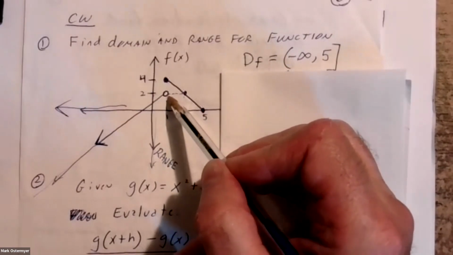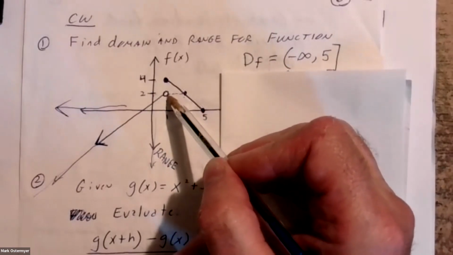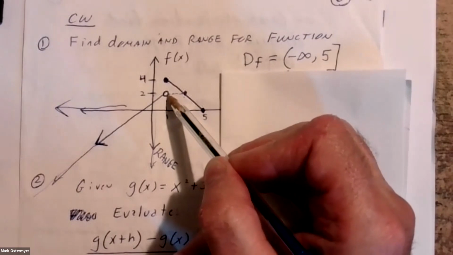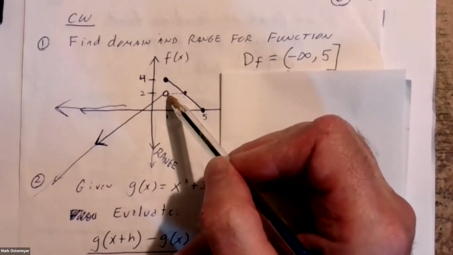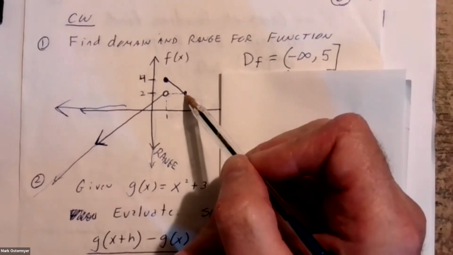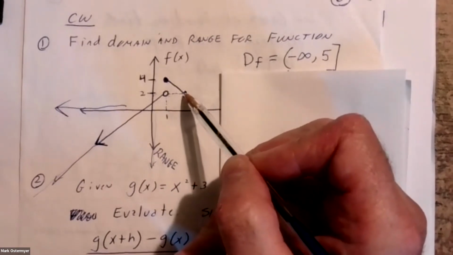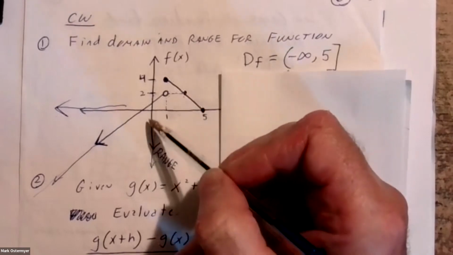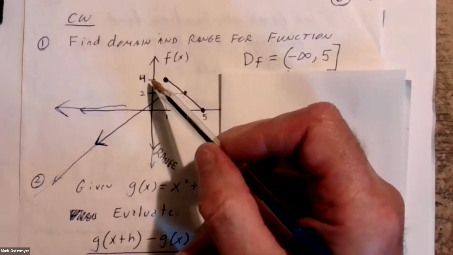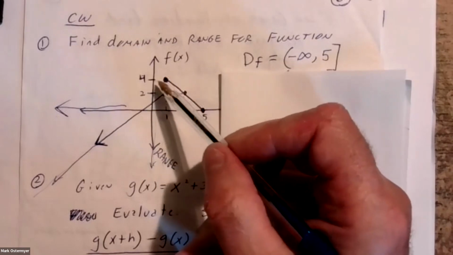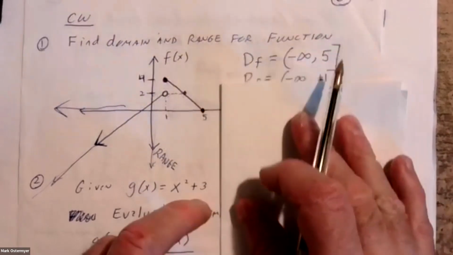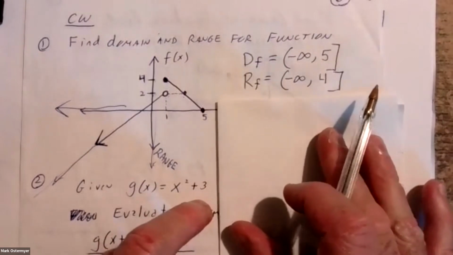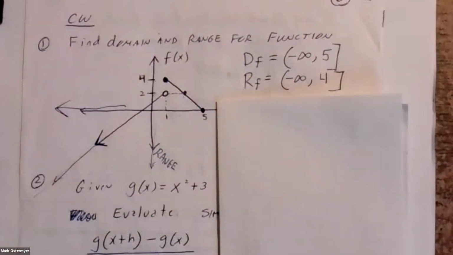So this point does not actually sit on the graph, but 2 is still found in the range because there is another point on our graph, namely over here, that does have 2 as its y coordinate. So 2 is still in the range. So the range is from negative infinity up to and including what? 4? That should be the range, okay? And there you go.